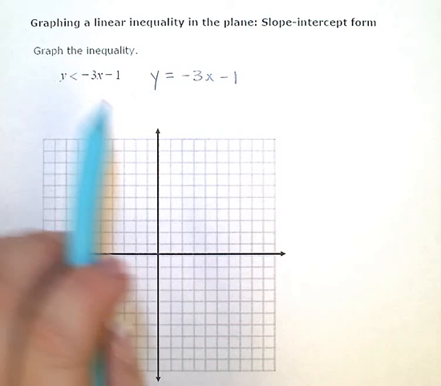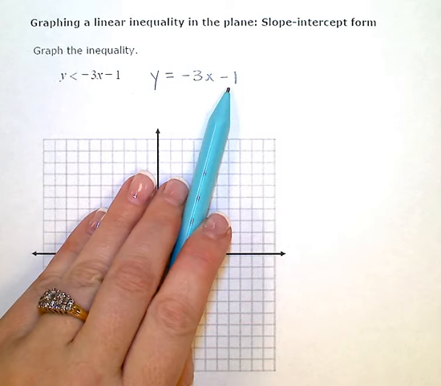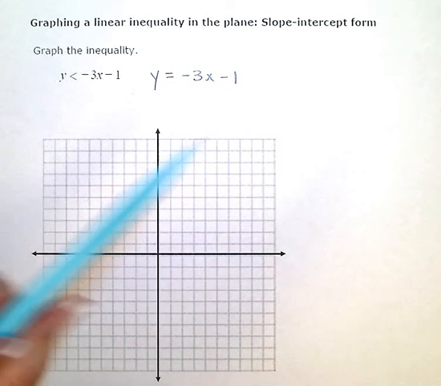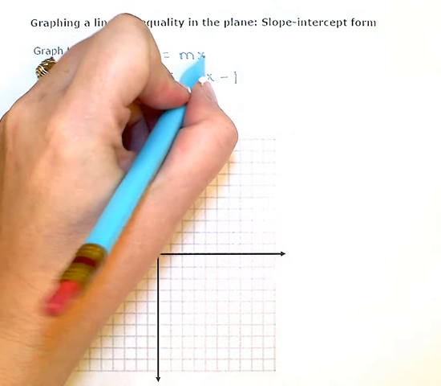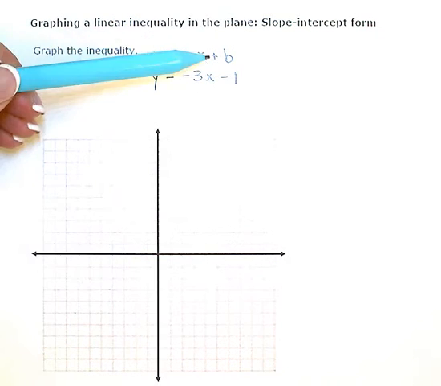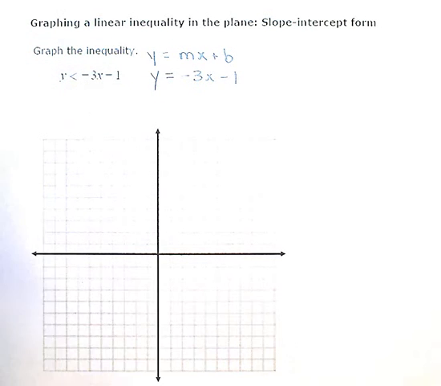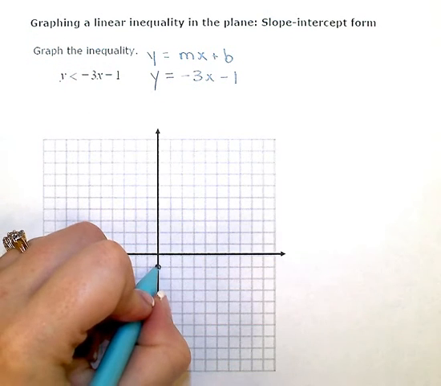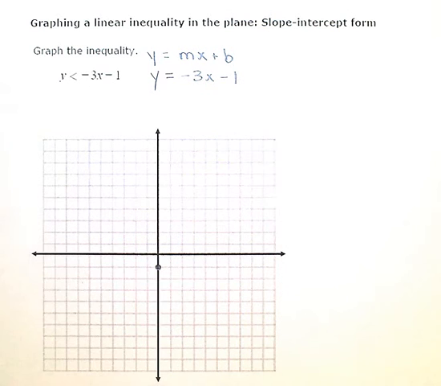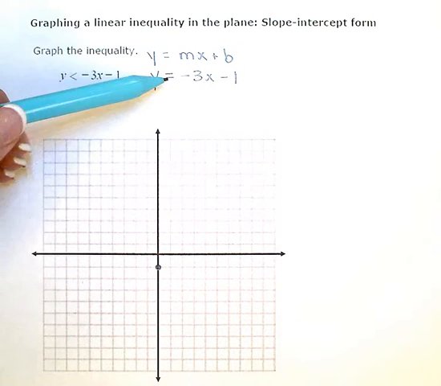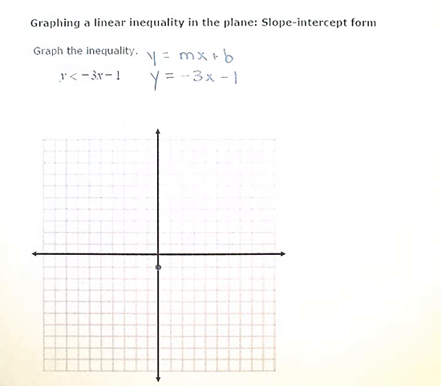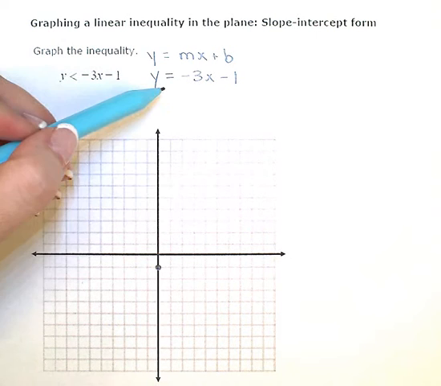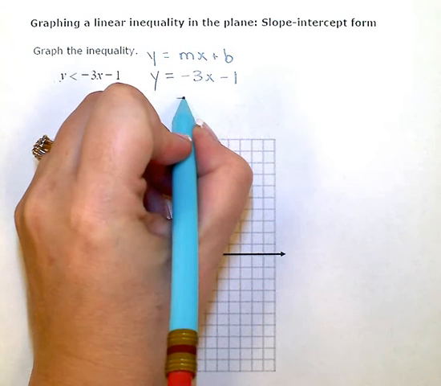This is in slope-intercept form, so I'm going to start with the y-intercept, the negative 1. Slope-intercept form is mx plus b. My y-intercept, or my b value, is negative 1. So I'm going to put a dot on my y-axis at negative 1. And then my slope, or the m value in this equation, is negative 3. So I'm going to use that slope now to get some other points on my line. As a fraction, this would be negative 3 over 1.